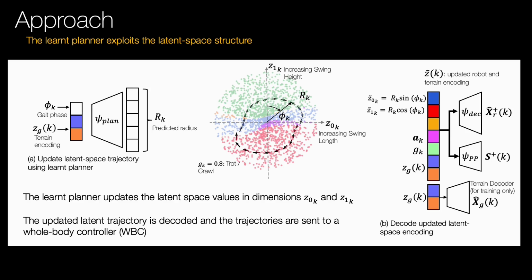Once we have trained the planner in latent space, we can predict a trajectory in that space. This is then decoded along with the action, the gait, and the terrain encoding to predict the future trajectory, which is sent to a whole body controller.